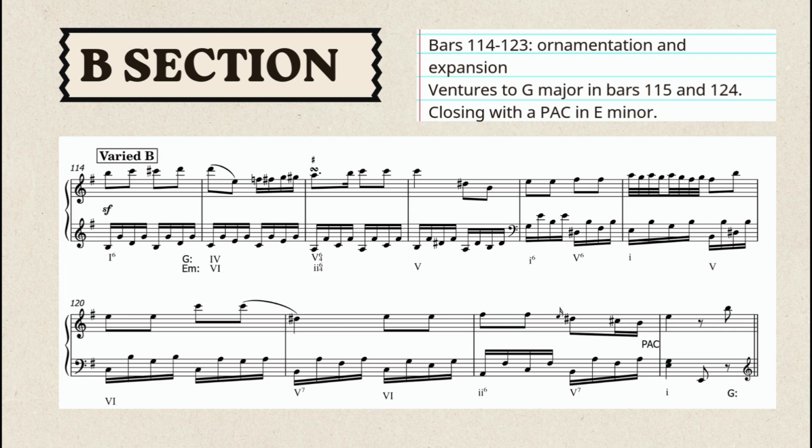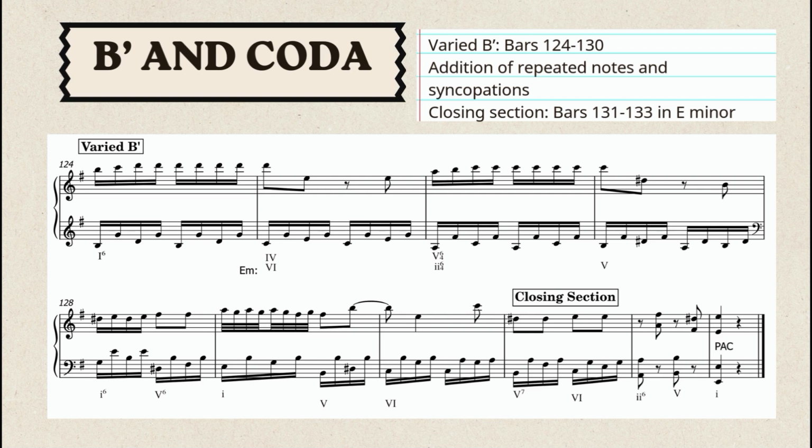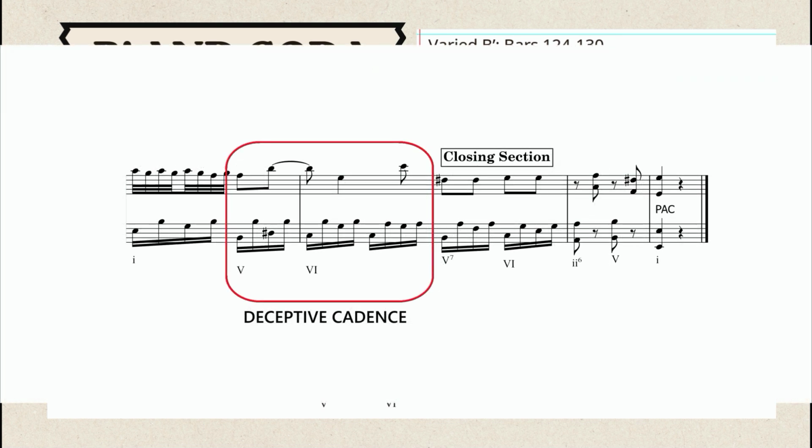The harmony in this final B section likely ventures through the relative major G and back to the dominant, as earlier refrains did. Indeed, the music moves to G major around bar 115 and again around 124. By bar 124, a modified version of B's cadence occurs, and in bar 130, a deceptive cadence occurs, launching directly into the closing section, bar 130 to bar 133.